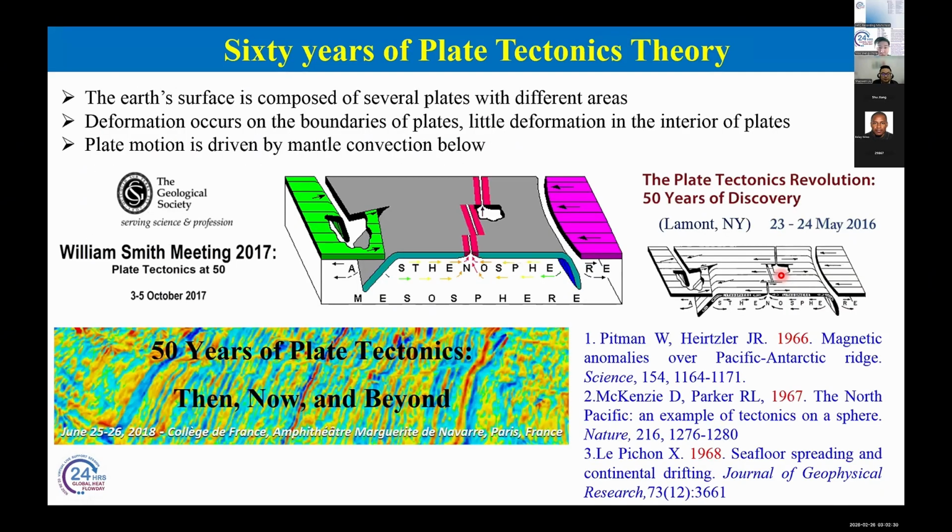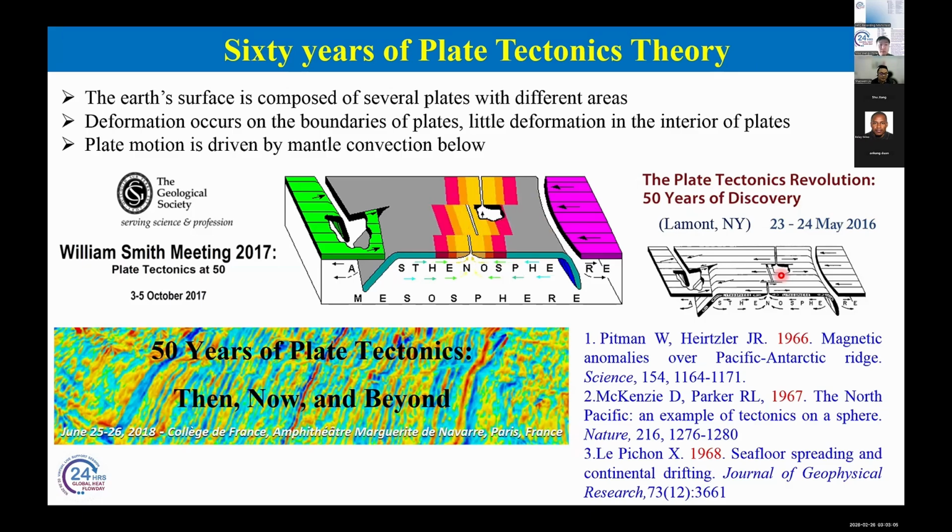So as you know, plate tectonics is the great contribution of the geoscience in the past 100 years. It describes how the Earth works. We can learn a little bit more from the undergraduate textbooks of geology. So the basic key points of the plate tectonics contribute on three parts. First one, the Earth's surface is composed of several plates with different areas, such as the Pacific plate, Antarctic plate, and Eurasia plate.